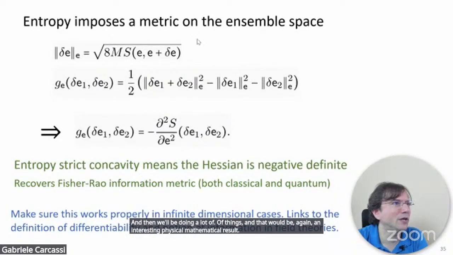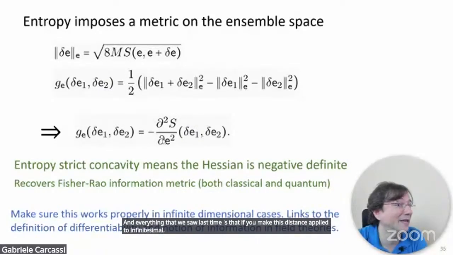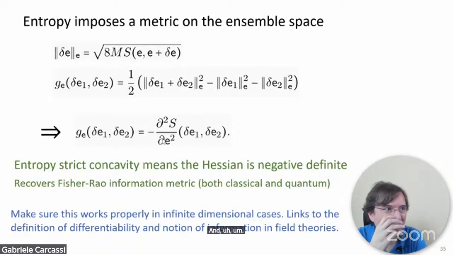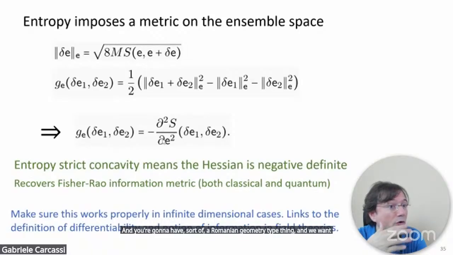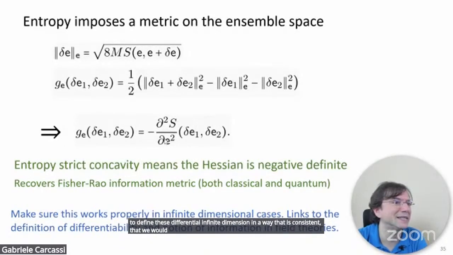Another thing that we saw last time is that if you make this distance applied to infinitesimal, you're going to get essentially a metric space, and you're going to have sort of a Riemannian geometry type thing. And we want again this to work in infinite dimension, and we would need a way to define this differential in infinite dimension in a way that is consistent, that makes physical sense.